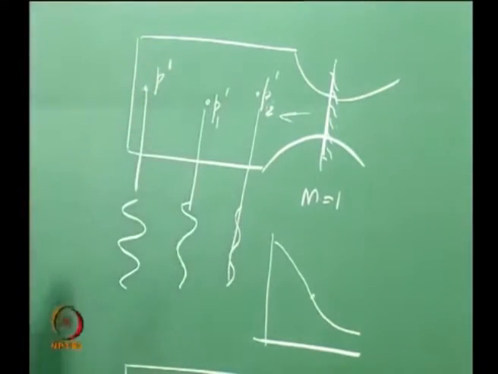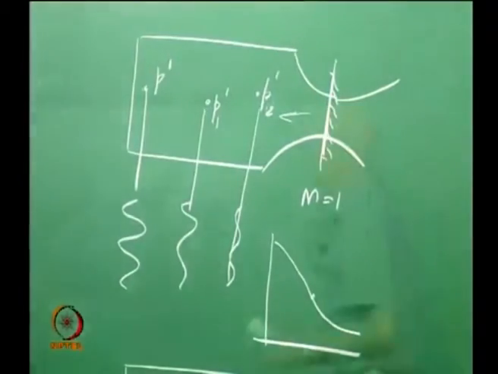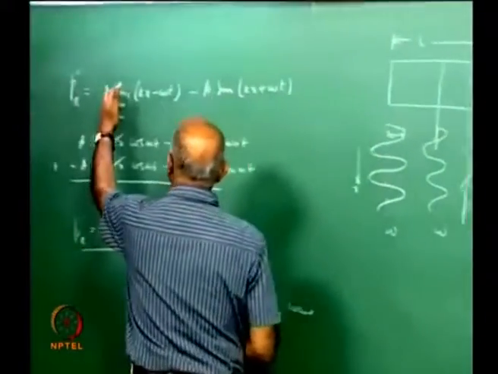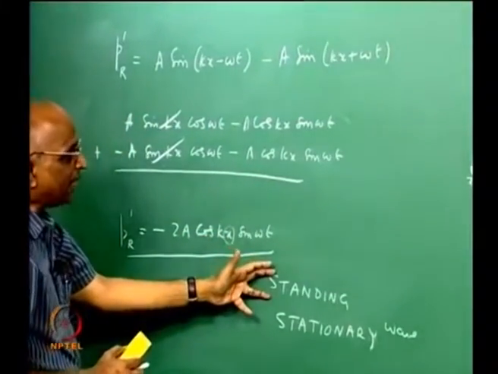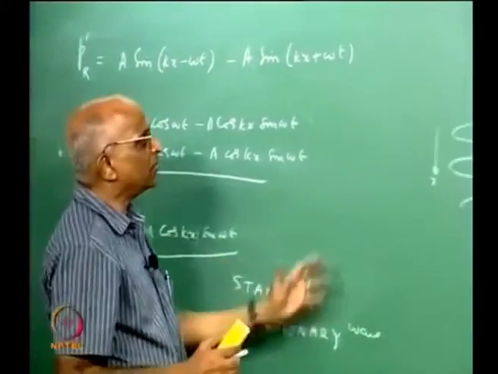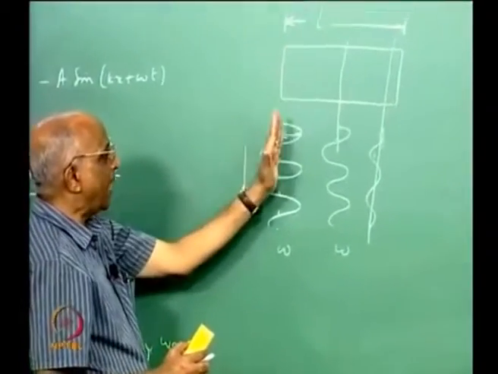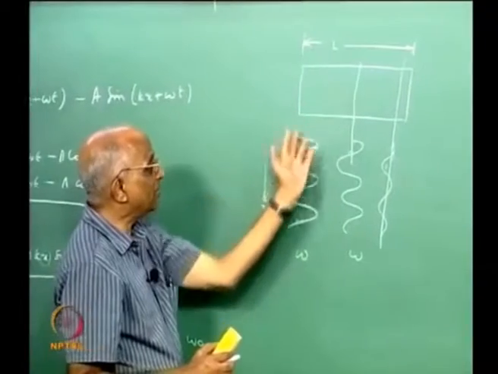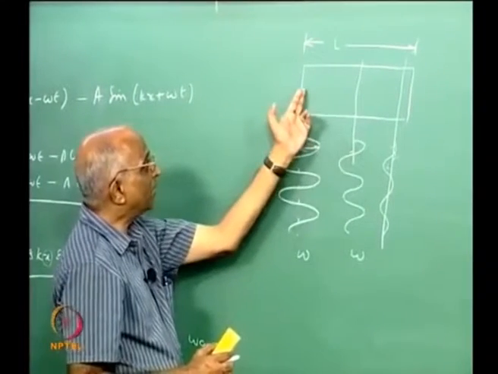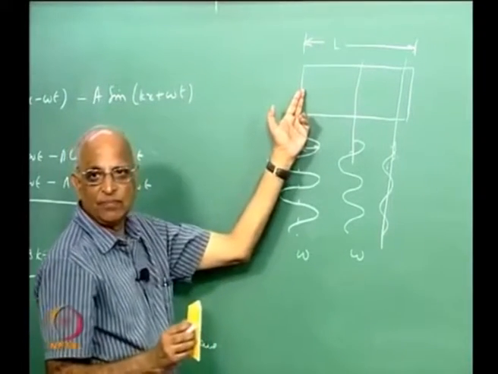That means it becomes a standing wave, and therefore the combination of the incident wave and reflected wave leads to a standing wave. The characteristic of the standing wave is that at a given location the amplitude remains the same throughout the period; at different locations the amplitude changes, but at a given point the amplitude is the same.